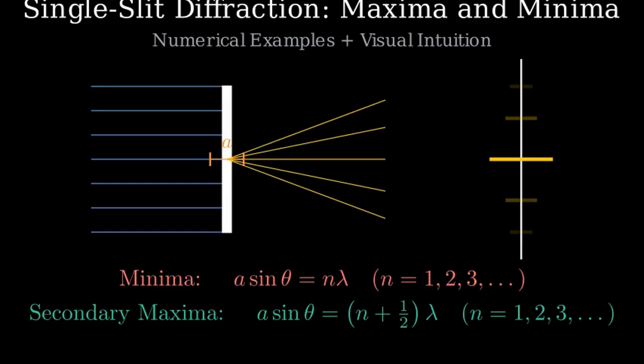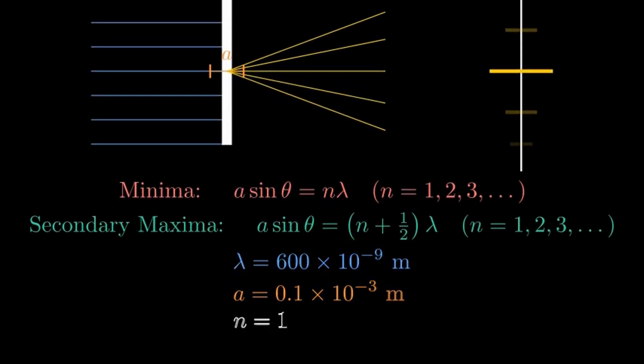Example 1. A wavelength of 600 nanometers passes a slit of 0.1 millimeters. At what angle does the first dark spot appear? Given values, lambda equals 600 times 10 to the minus 9 meters. The slit width equals 0.1 times 10 to the minus 3 meters. For the first minimum, n equals 1.